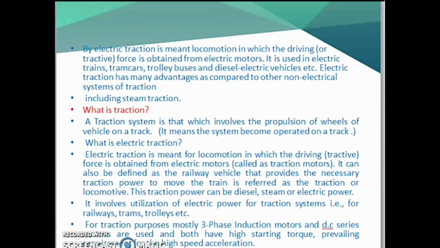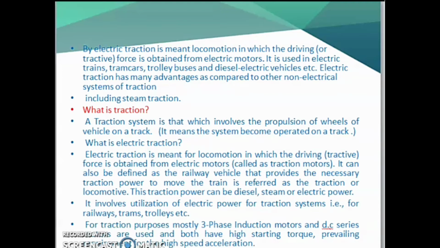By electric traction is meant locomotion in which the driving or tractive force is obtained from electric motors. It is used in electric trains, tram cars, trolleys, buses, and diesel electric vehicles, etc. Electric traction has many advantages compared to the other non-electric systems of traction, including steam traction. What is a traction? A traction system is that which involves the propulsion of wheels of a vehicle on a track. It means the system is operated on a track.